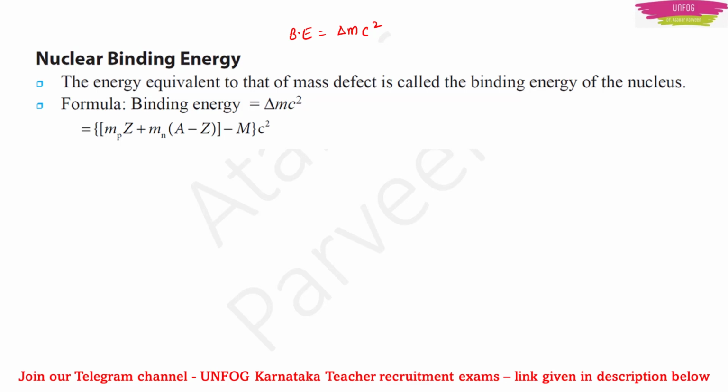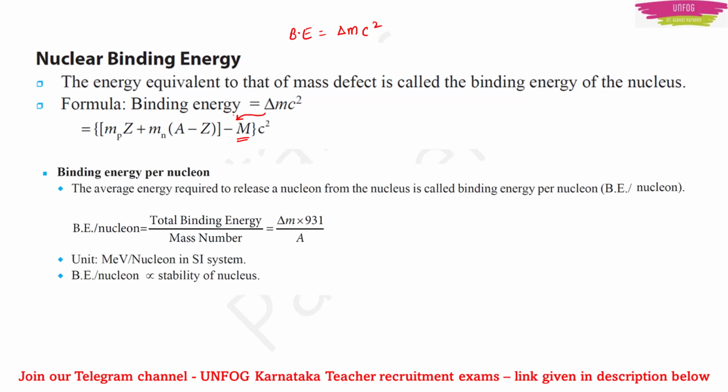Now for the mass defect, we have this formula, right? mp into Z plus mn into (A minus Z) minus M. This is the mass of the whole atom. So that into c square. Basically I am substituting delta m.